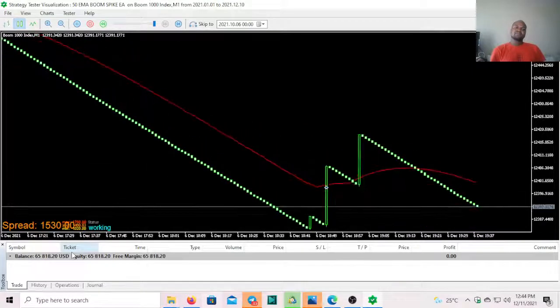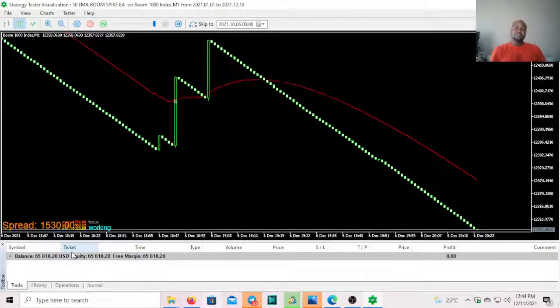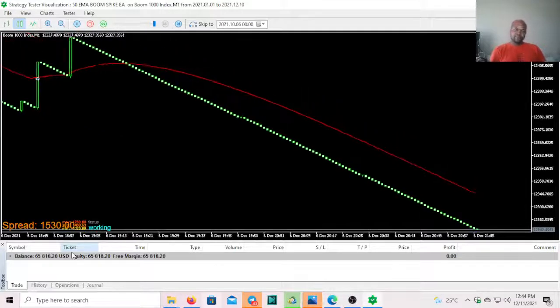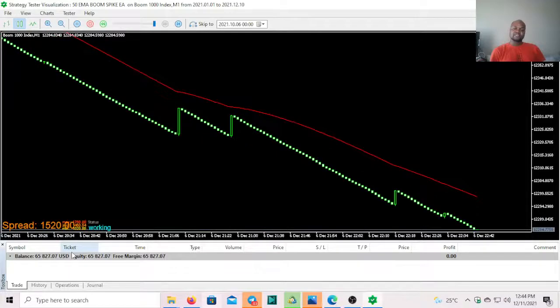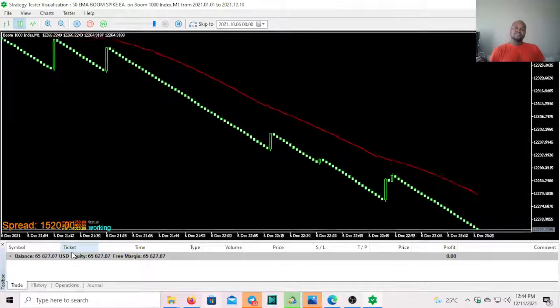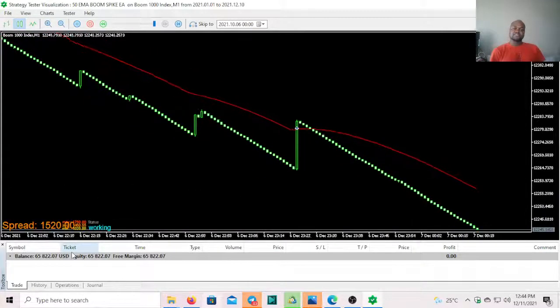And still on that pattern formation, I'm going to make another robot that will analyze candlestick patterns and open trades based on the candlestick patterns.